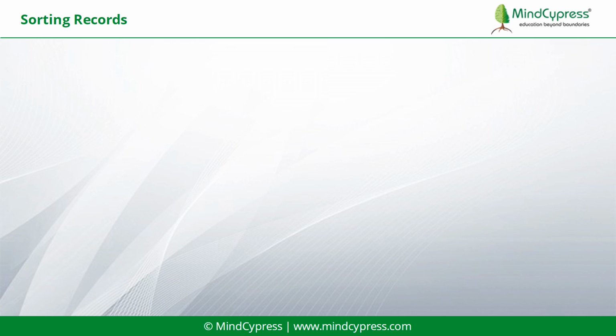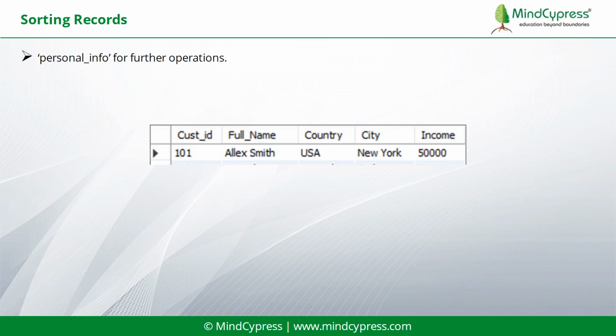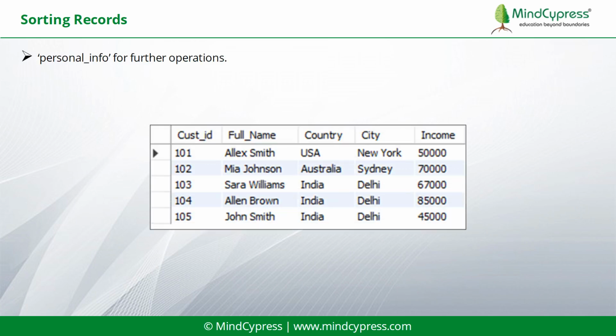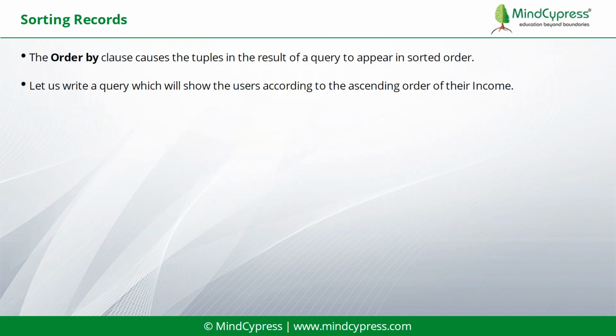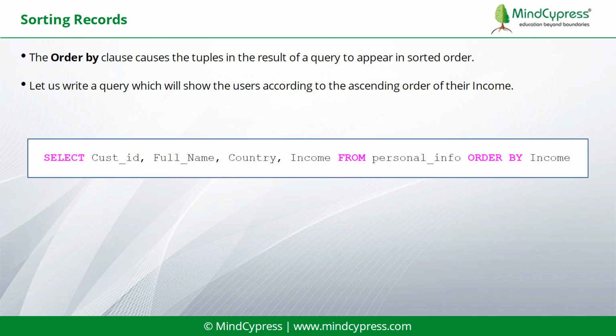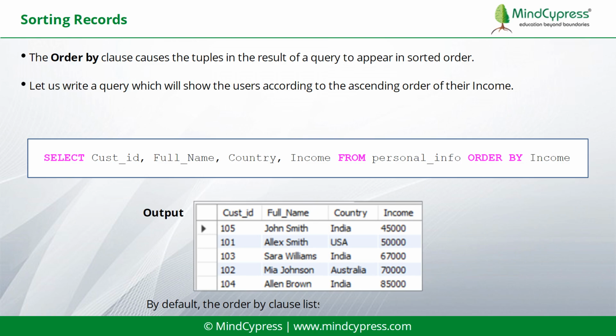Sorting records. Consider the below table as personal_info for further operations. The order by clause causes the tuples in the result of a query to appear in sorted order. Let us write a query which will show the users according to the ascending order of their income. Output is. By default, the order by clause lists items in ascending order.